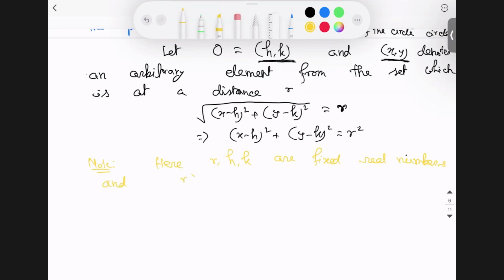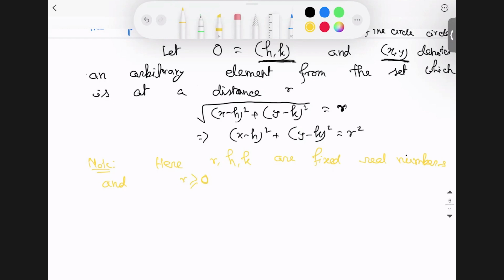And if r is greater than or equal to 0. If it is equal to 0, then it will only denote the point, nothing but that. I will come to that later. So understand that this r should be greater than or equal to 0. Okay.